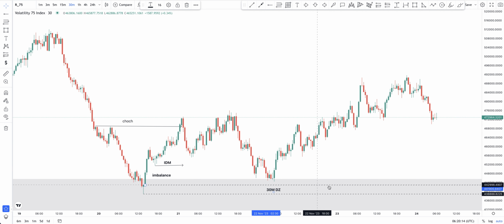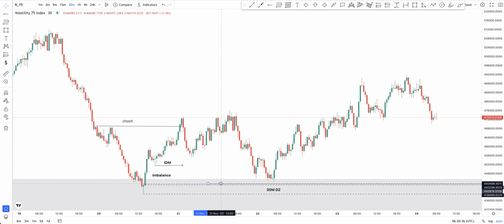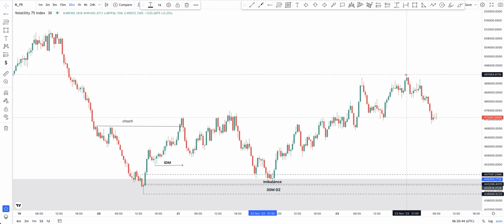Most institutional traders will be waiting for price to tap into the demand zone before they buy. But when you look clearly, you can see that the entry was taken on the imbalance. So this is our imbalance here between 3 candles. You can see that price has entered directly into the imbalance and then it started moving upward. So this is where we took our entry, which is also an institutional reference point.